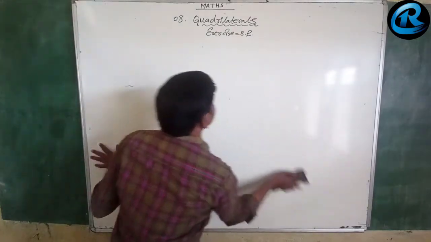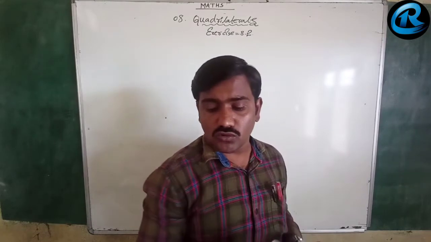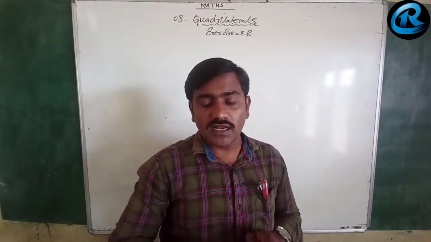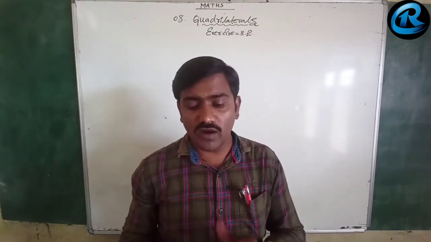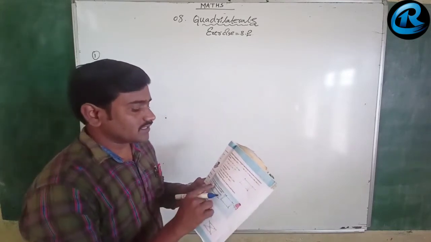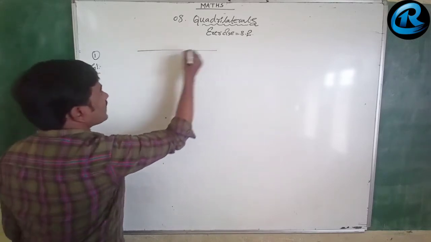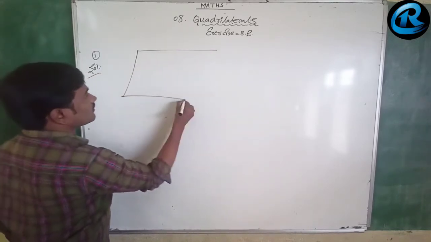Then we go for exercise number 8.2. There are three questions in the 8.2 exercise. Let us solve this. In that, question number 1 first. Now let us go for the question. In the adjacent figure, ABCD is a parallelogram. Okay, let us draw the parallelogram first.